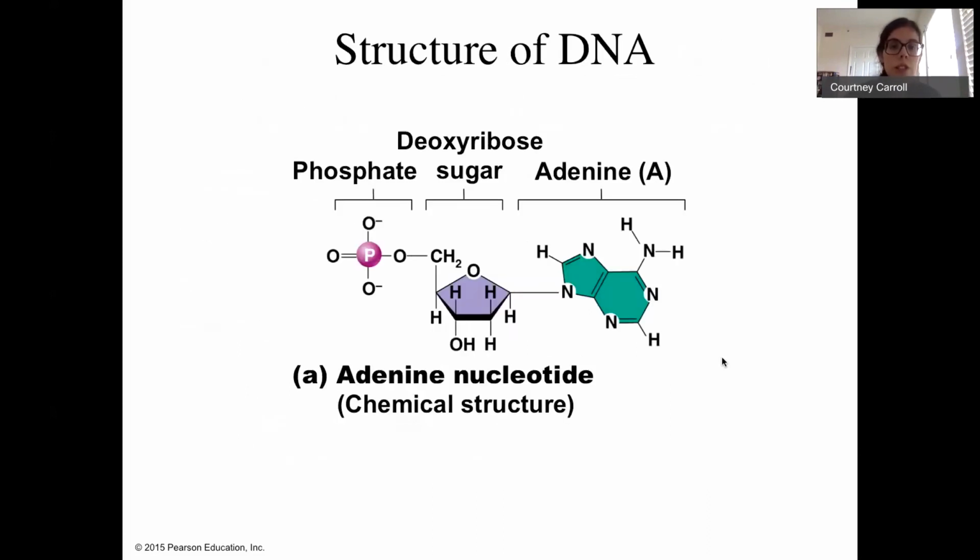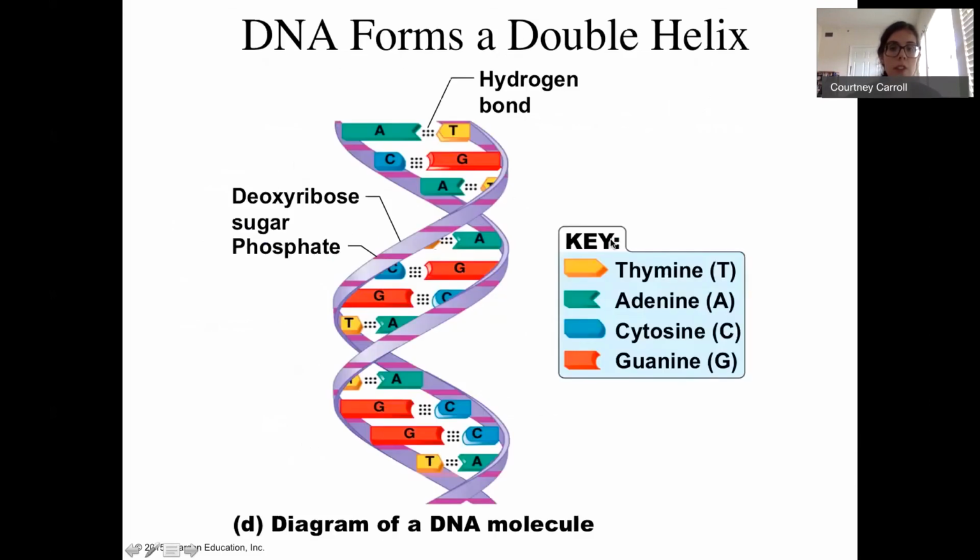This is the structure of a DNA. Again, we've got that deoxyribose sugar, that phosphate, that nitrogenous base, shown here is adenine. And they form a double helix with 4 different nitrogenous bases: thymine, adenine, cytosine, and guanine. Thymine and adenine go together, cytosine and guanine go together. A double helix.